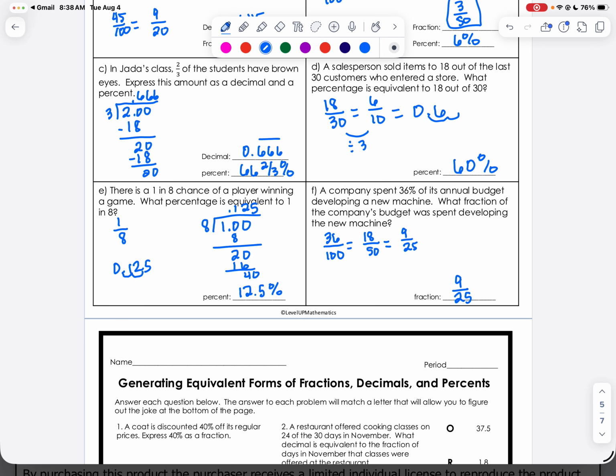And that concludes today's lesson, generating equivalent forms of fractions, decimals, and percents.